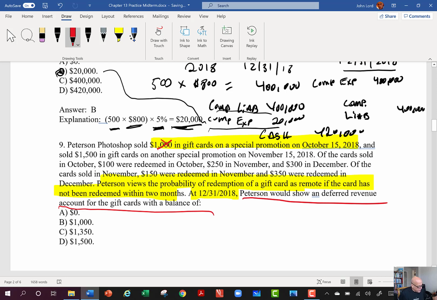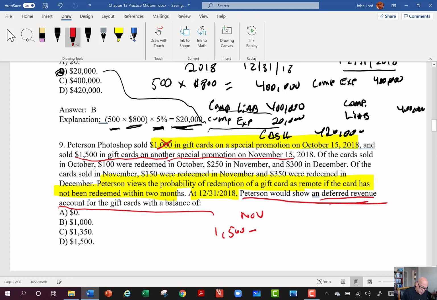So you take a look at this one now and you say, well, if that's the case, I've got these gift cards that were issued in November, and that was $1,500 worth. Okay, it was sold in November. So December 15th, I'm thinking by January 15th we'll be in remote, but that's in the next year. So for 2018, I still am expecting potential that some of those will be redeemed. So I'm going to take the $1,500.